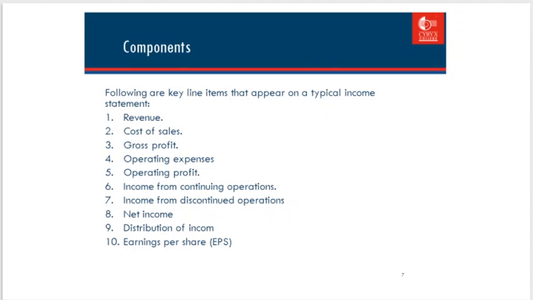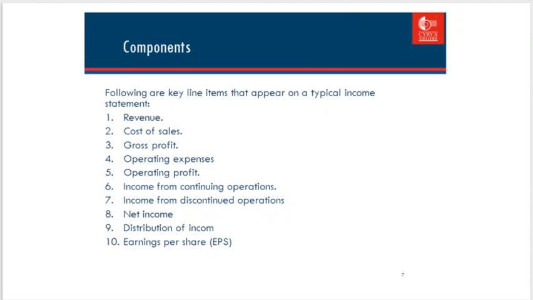Third, gross profit equals revenue minus cost of sales. It represents the profit earned on the goods and services of the company before any selling, general and administrative expenses and finance costs are accounted for. Fourth, operating expenses mainly include selling and distribution expenses and general and administrative expenses. Examples include salary of the CEO, marketing expenses, office rent, salaries of administrative staff, fuel for delivery vehicles, etc.